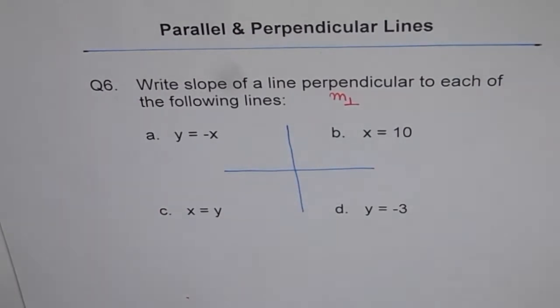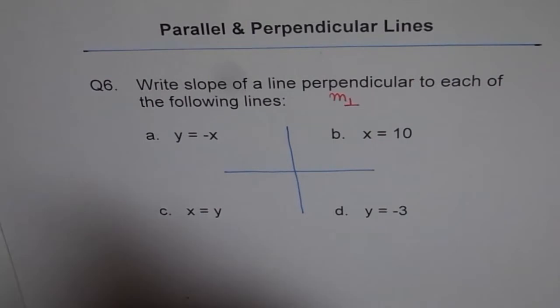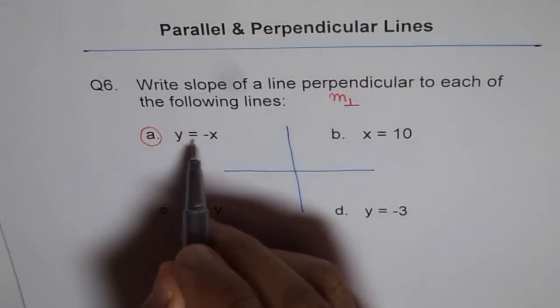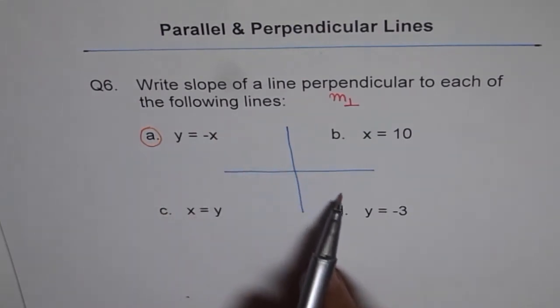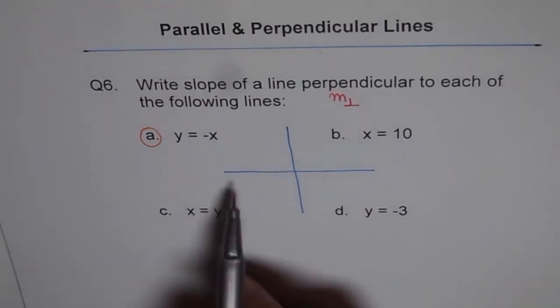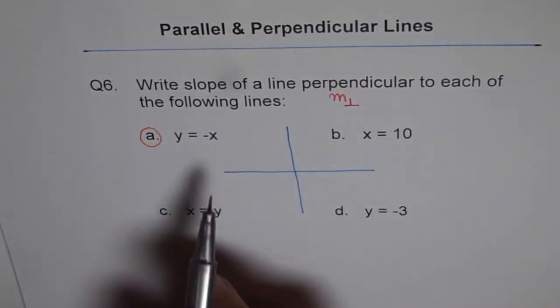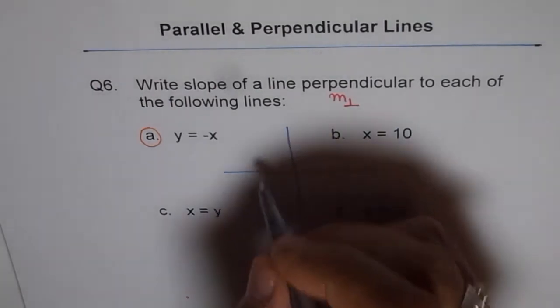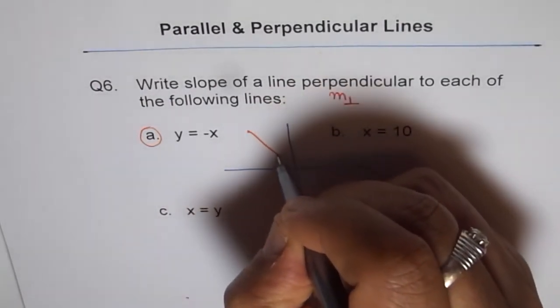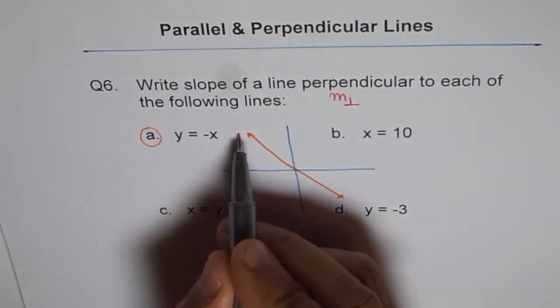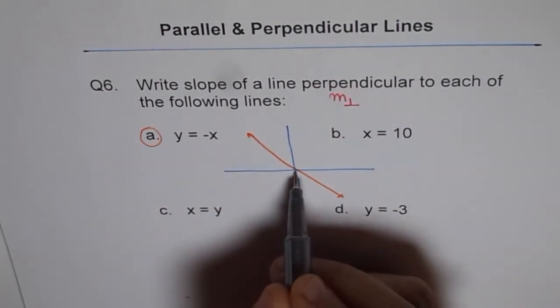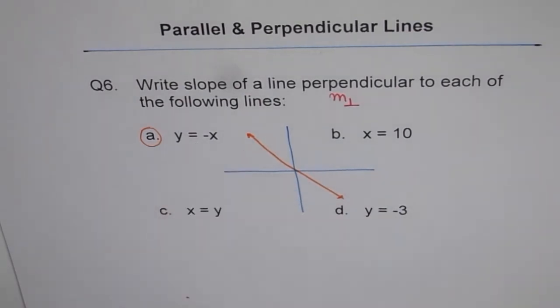So that's my coordinate plane, and let me sketch the lines one by one. So y equals minus x. This minus means the slope is going down, right? Minus means coming down always. Plus means up, rising. So this is a falling line where the slope is minus 1. So this line can be drawn as this. And why did I go through the origin? Since it is plus 0. So the y-intercept is 0 for us, correct? So that's the line with this slope.